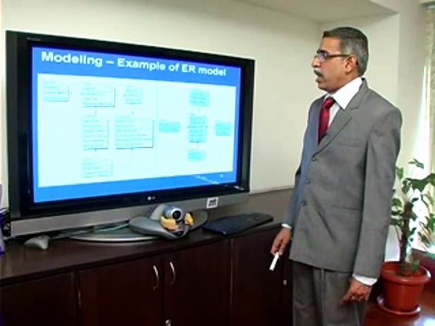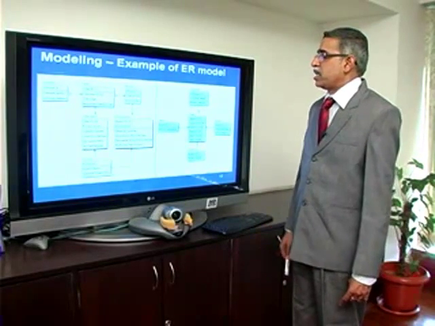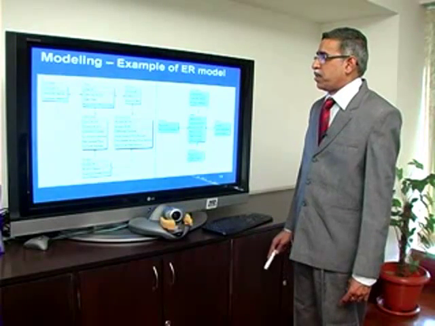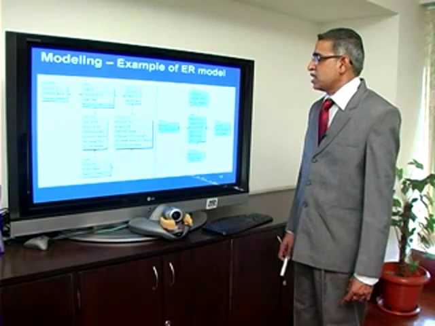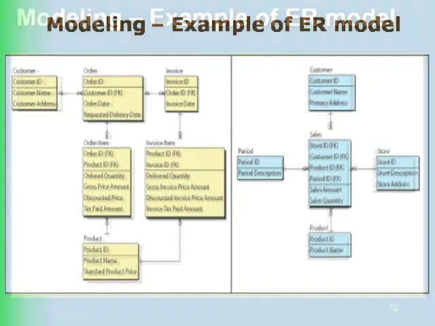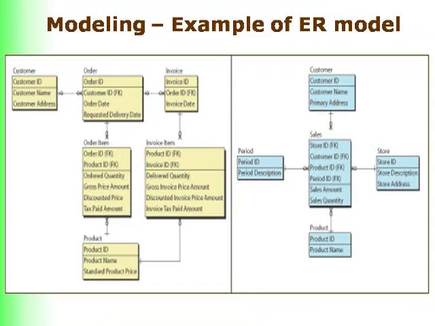So for example, order is a relationship between the customer and invoice. Similarly, order item is a relationship between the order and product. Invoice item is a relationship between the product and invoice. So whenever you model an ER structure, we always consider the efficiency of the execution of the application into account.